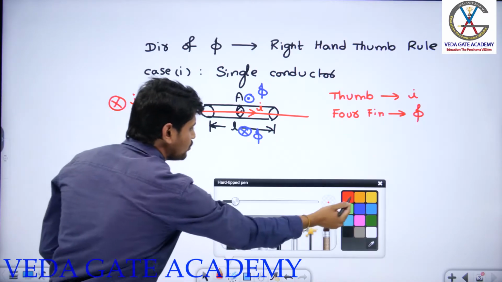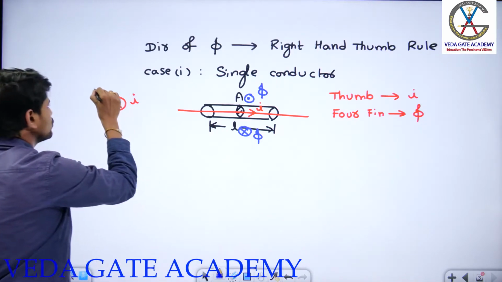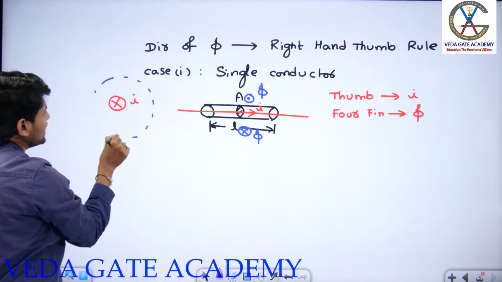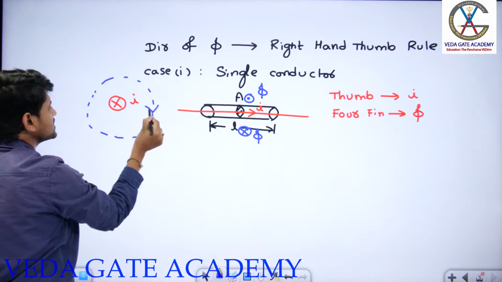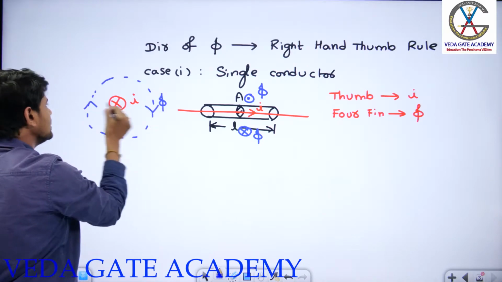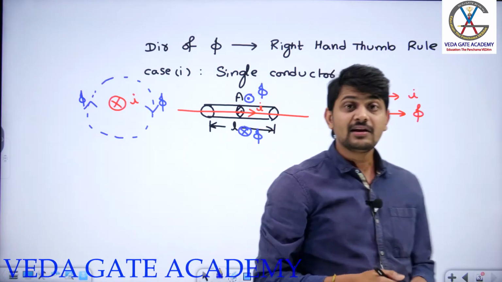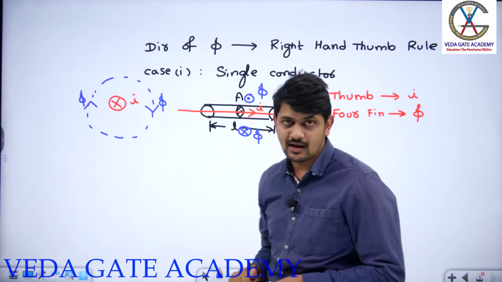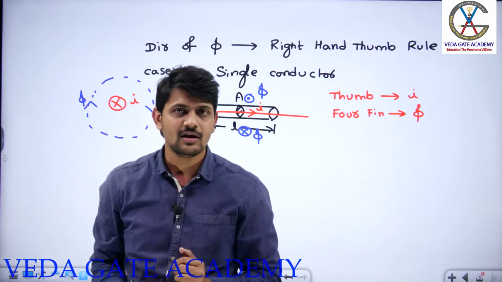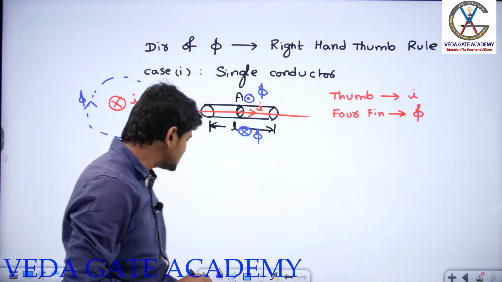My four fingers are moving in clockwise direction. So around this conductor, the direction of flux lines are in which direction, guys? The direction of flux lines are in clockwise direction. So this is the way we have to apply right hand thumb rule for a case of single conductor. I hope you understand how to apply right hand thumb rule for single conductor.